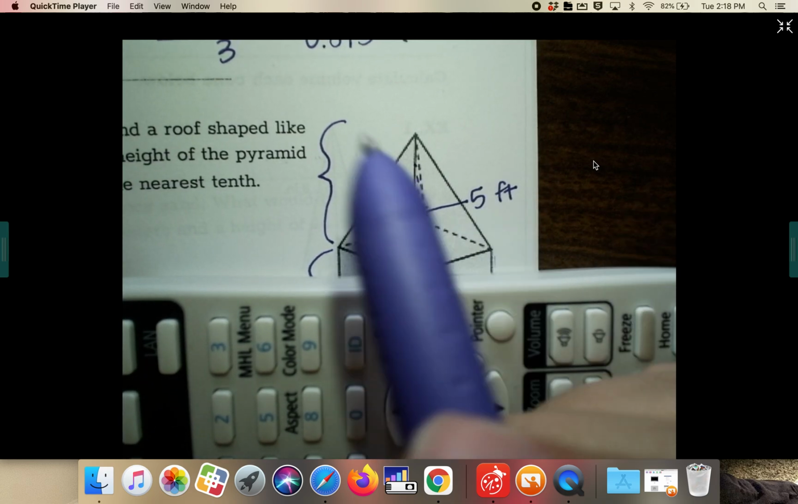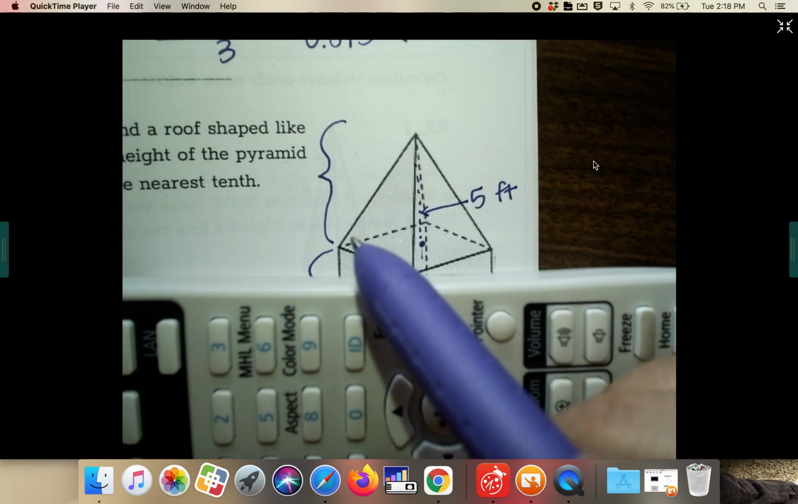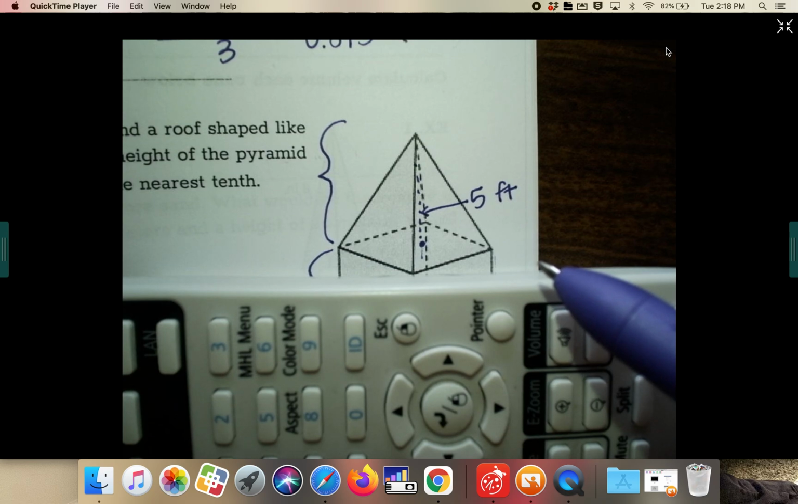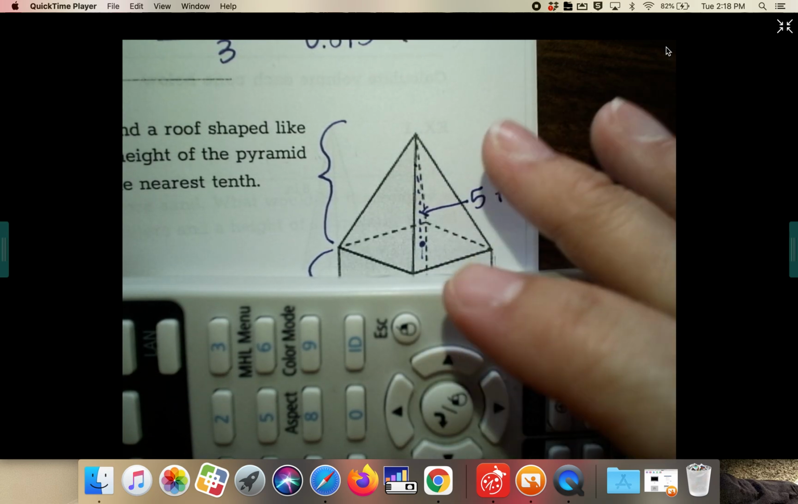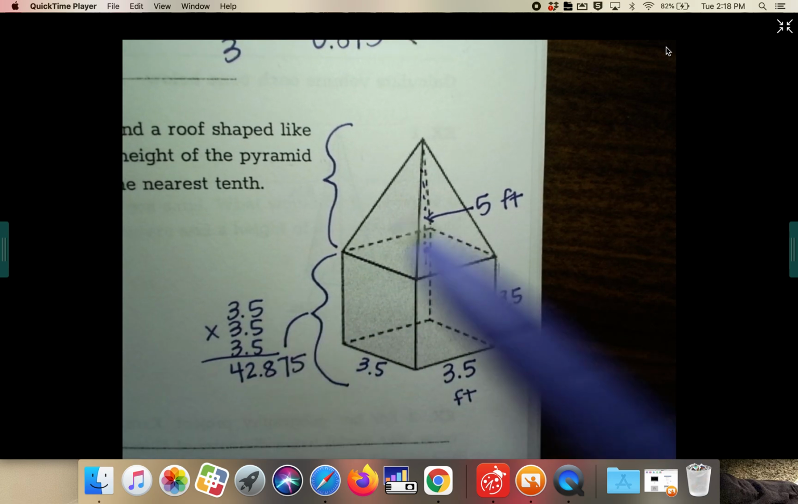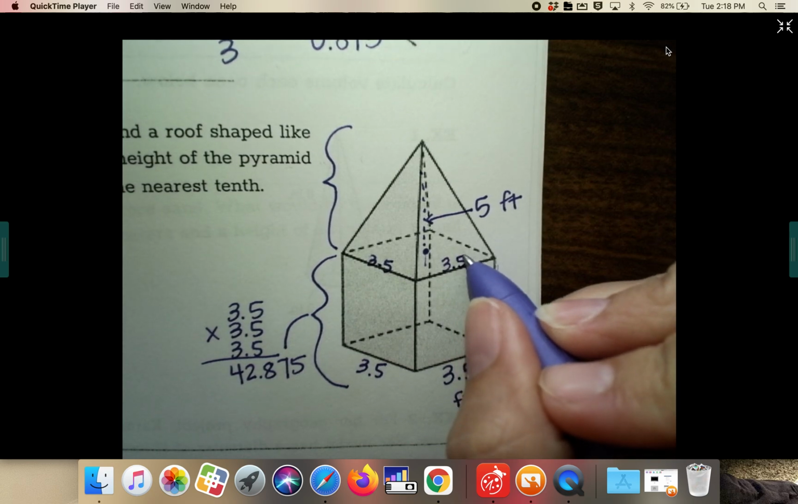So a pyramid's volume is length times width times height divided by 3. Now, how do we know our length and width? You should already know because it's stacked really nicely right on top of this 3.5 by 3.5 cube. So this is going to be 3.5 and this is also going to be 3.5.